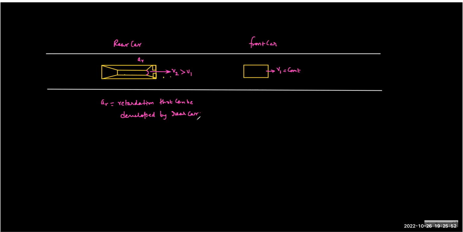So to prevent the collision, what should happen? The rear car must reduce the velocity till the velocity of the front car. Yes or no? Tell me, guys. You guys are not responding. Can you repeat? To prevent the collision, the rear car must apply the brake to reduce its velocity from V2 to 0 or V1? That's the question. To V1. Very good.